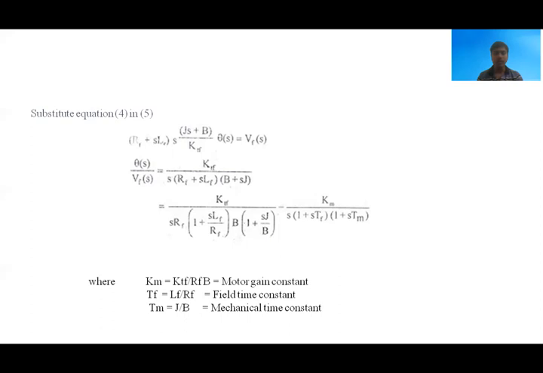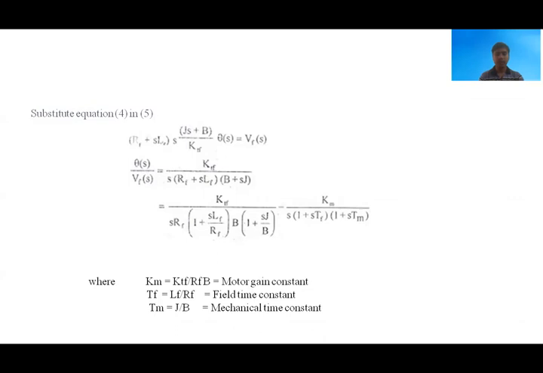where Tf and Tm are the time constants of the electrical and mechanical systems respectively, and these are expressed by Tf is equal to Lf by Rf and Tm is equal to J by B, where Km is a constant that is equal to Ktf by Rf into B. And finally, this is the transfer function of field control DC motor.